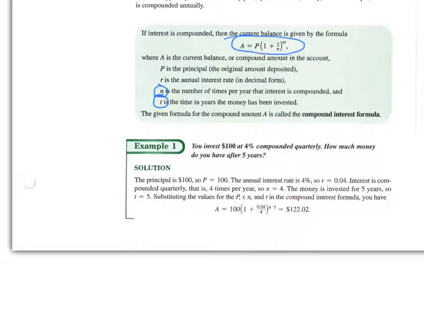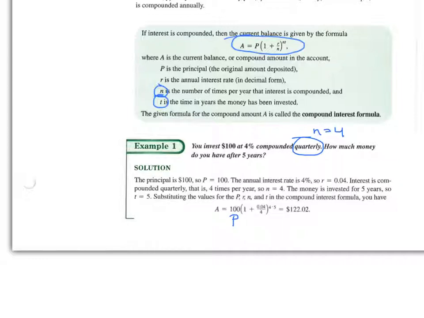This is a new example. You invest $100 at 4%, compounded quarterly. So N is going to be 4, since we get interest 4 times a year. How much money do you have after 5 years? One thing I want to point out is that in the formula in the green box, A is the total amount I have, not just the interest, but the amount I have after that length of time. Here is our P.